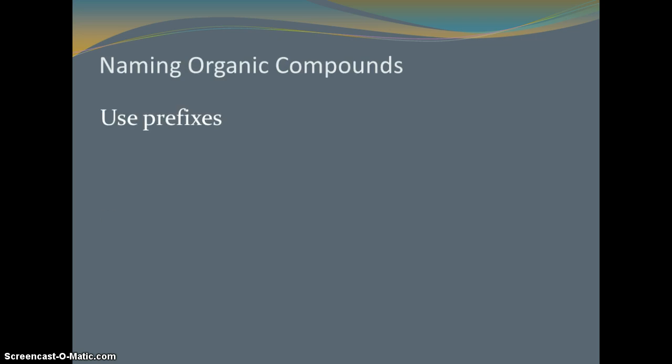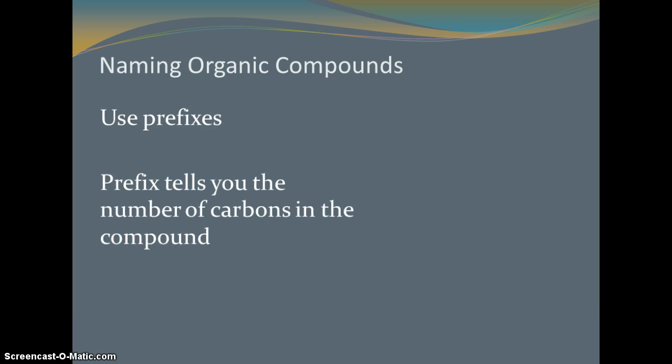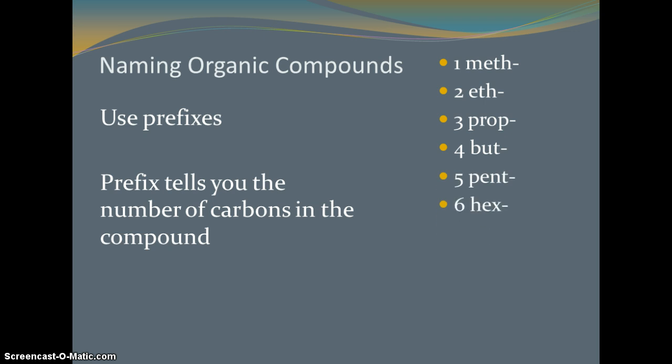So when you name an organic compound, you're going to use prefixes, and those prefixes are going to tell you how many carbons are in the compound. So meth is 1, eth is 2, prop is 3, but is 4, pent is 5, hex is 6, hept is 7, oct is 8, non is 9, and dec is 10. So like propane, you would have 3 carbons there, and then the ane indicates what type of bonds and whatever functional group is there. Butane, same thing.